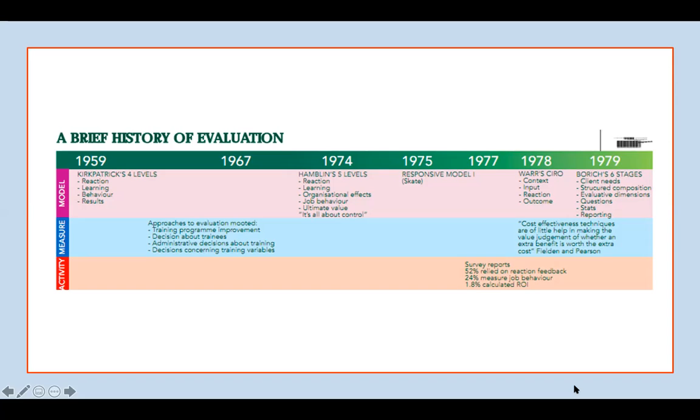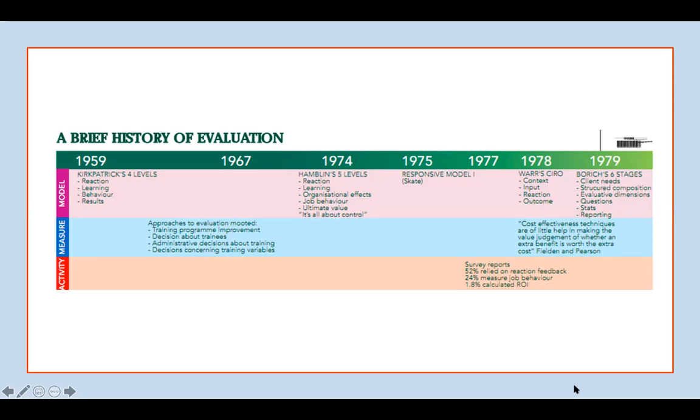You have then your job behavior, so again it's going back to the behavior piece, and the ultimate value or your results. So there's a huge correlation between the two models there. You then have your responsive model, and that was proposed by Skate in 1975, and then we're going towards the War's CIRO model. Again, we're going to go into more detail on the CIRO model a little bit later on, which was all about looking at the context.